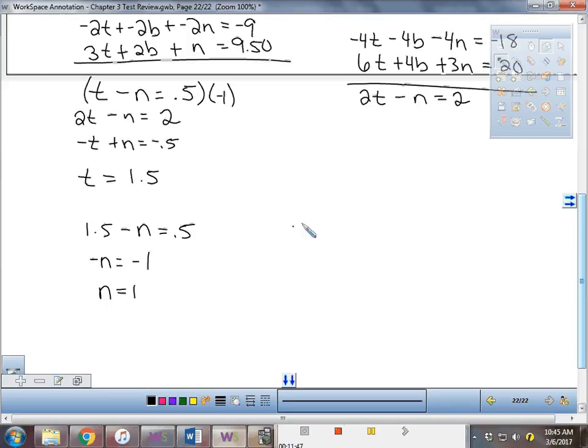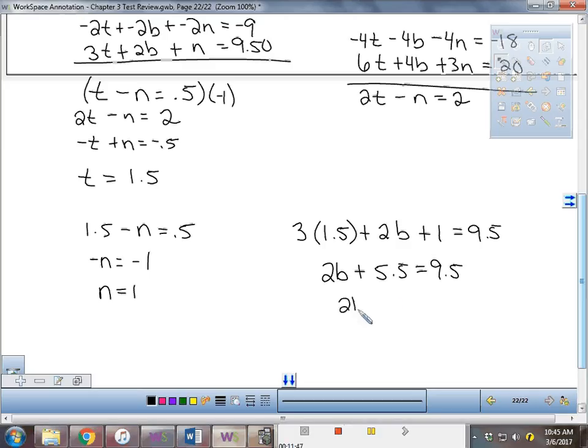So I've got 3 times 1.5 plus 2B plus 1 equals 9.50. Okay, 3 times 1.5 would be 4.5 plus 1 is 5.5. So 2B plus 5.5 equals 9.5. Subtract the 5.5 and you get 4. Divide by 2 and your burritos cost $2.